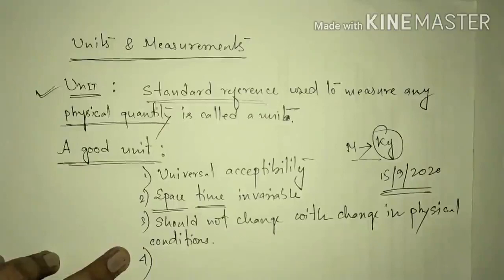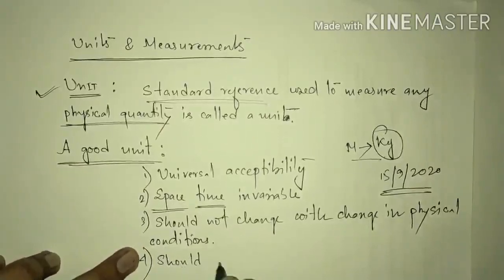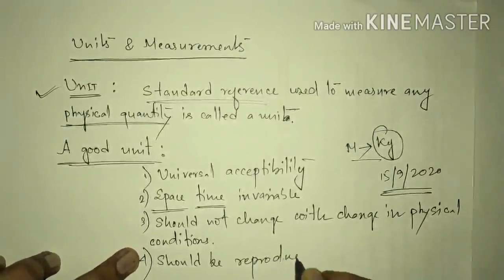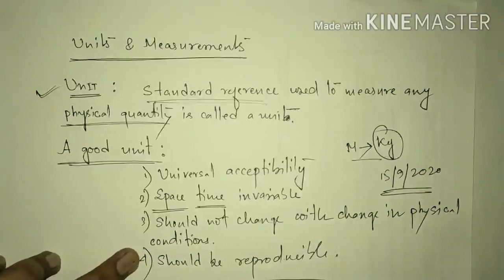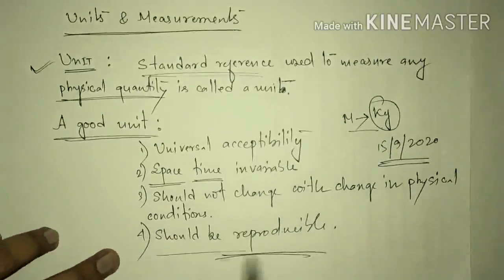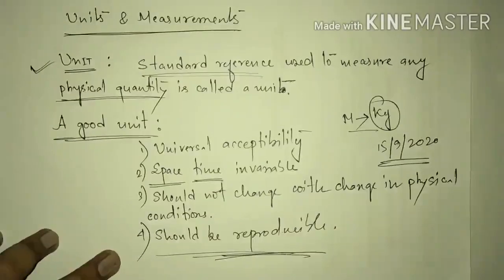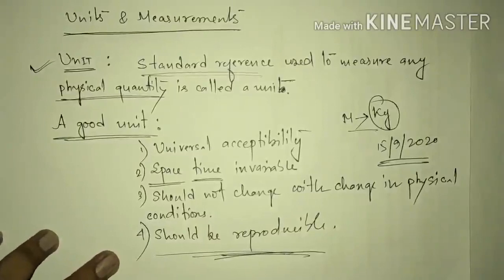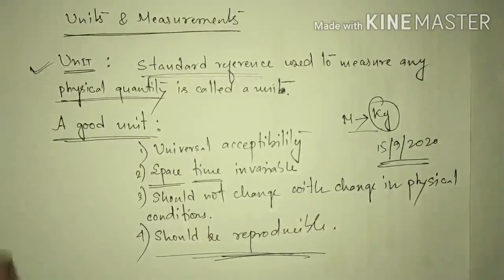Number 4, it should be reproducible. A good unit should be reproducible. That means if I forget the unit of any physical quantity, I should have some mechanism with the help of which I shall be able to recall and reproduce the unit. Or if I know the units of very few fundamental quantities, then I should have the ability to generate the unit of any physical quantity. So that is what is meant by the term reproducible. These are the characteristics of a good unit.